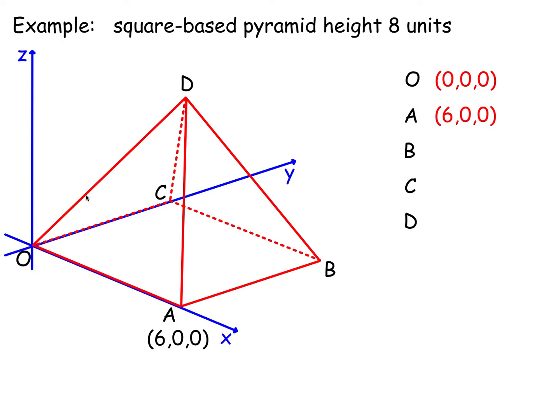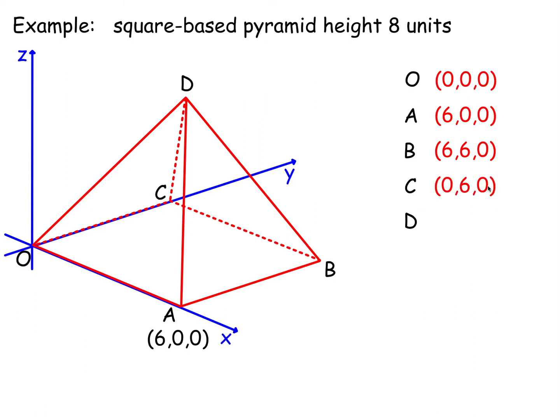Here's an easier case. This is a square base pyramid. That's the point 600, so this is obviously 6 units long. So therefore AB here is 6 units long because it's a square in the bottom. So if you want B, it's 6 on the X and then 6 on the Y and 0 on the Z. 660. If you want C, it's 0 on the X and it's 6 on the Y and it's 0 on the Z. So 0 for the X, 6 for the Y and 0 for the Z.